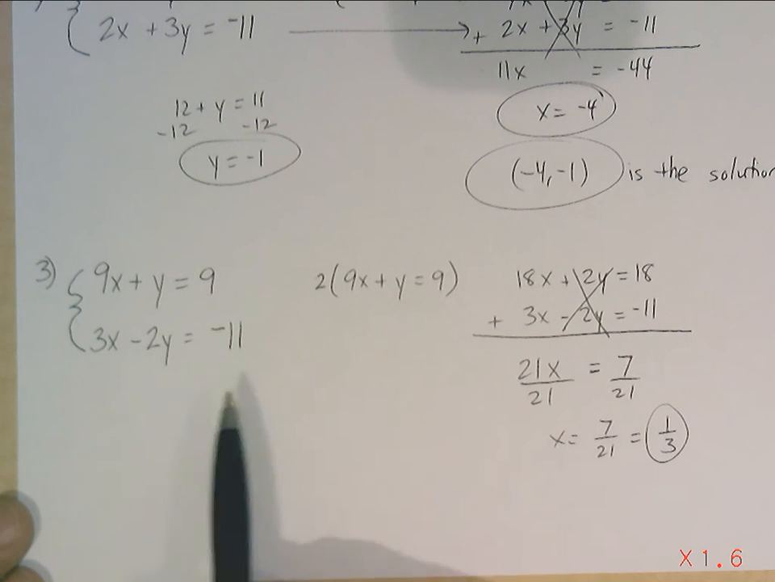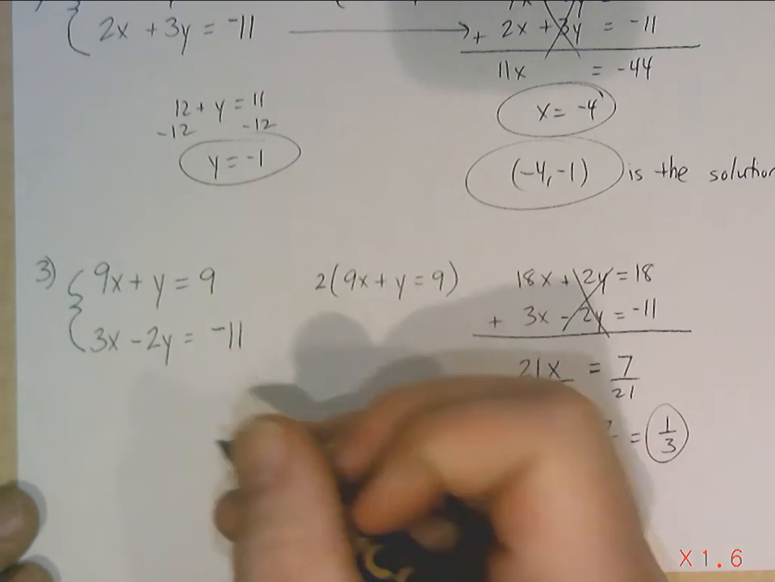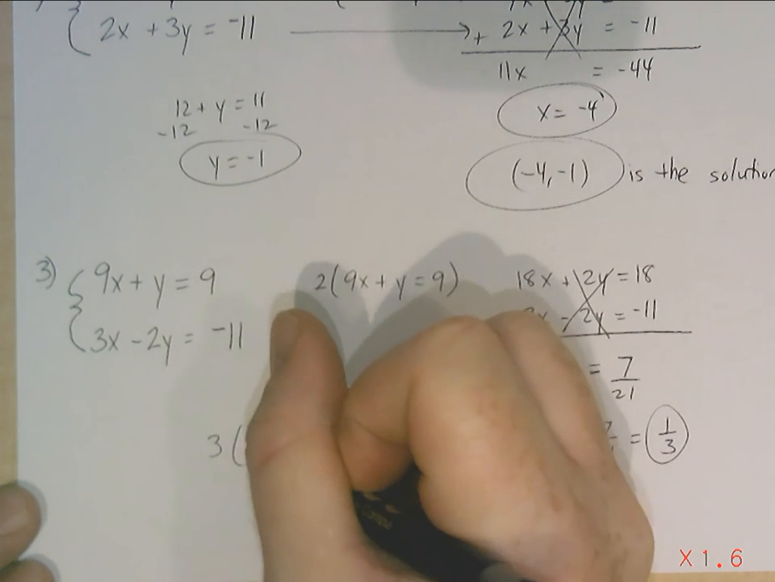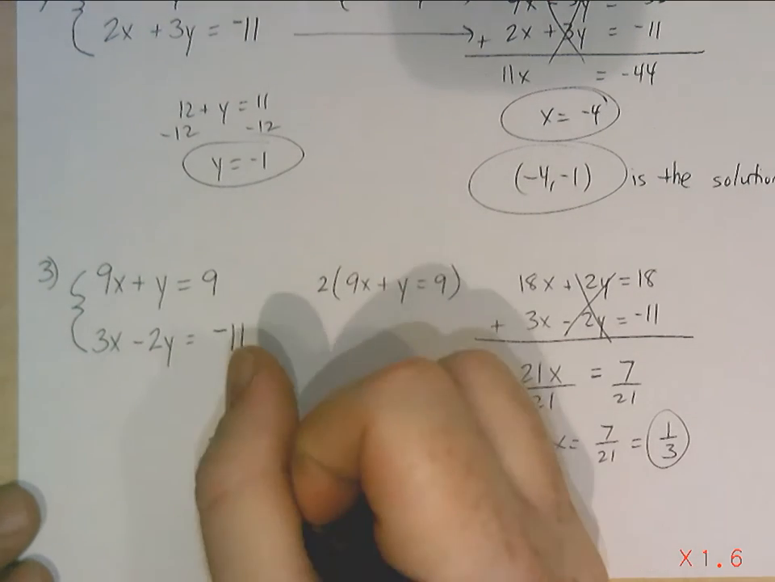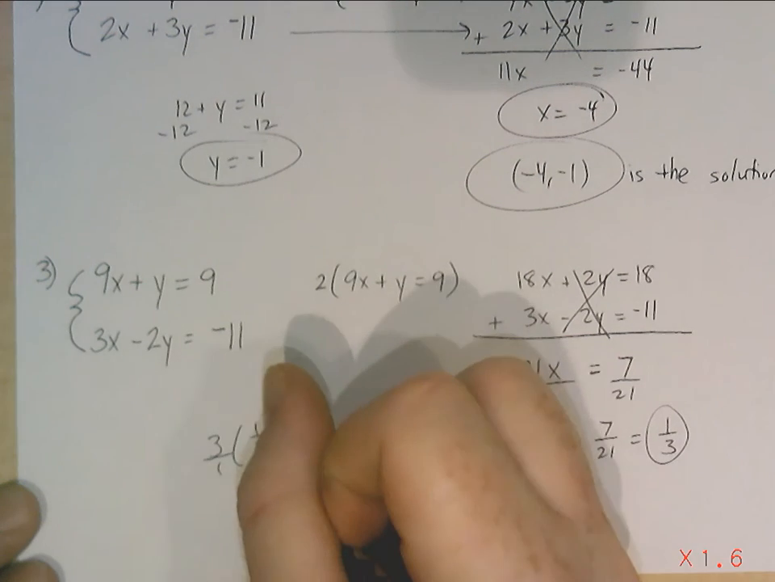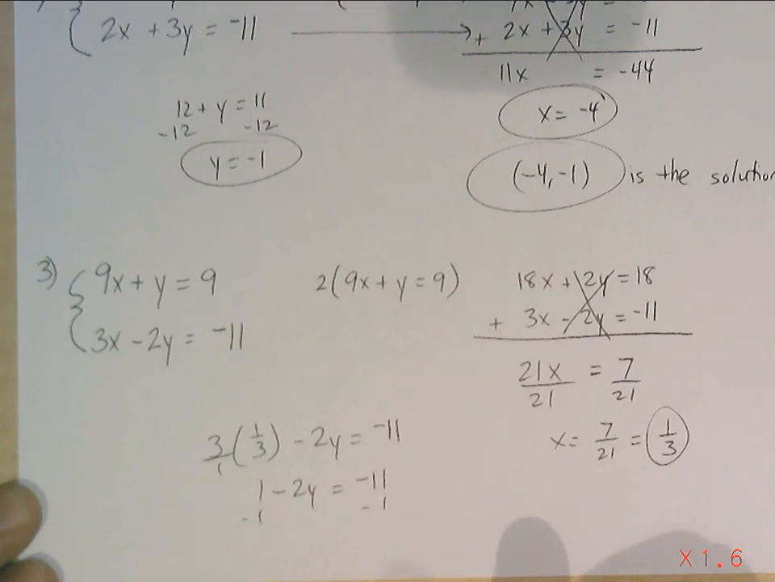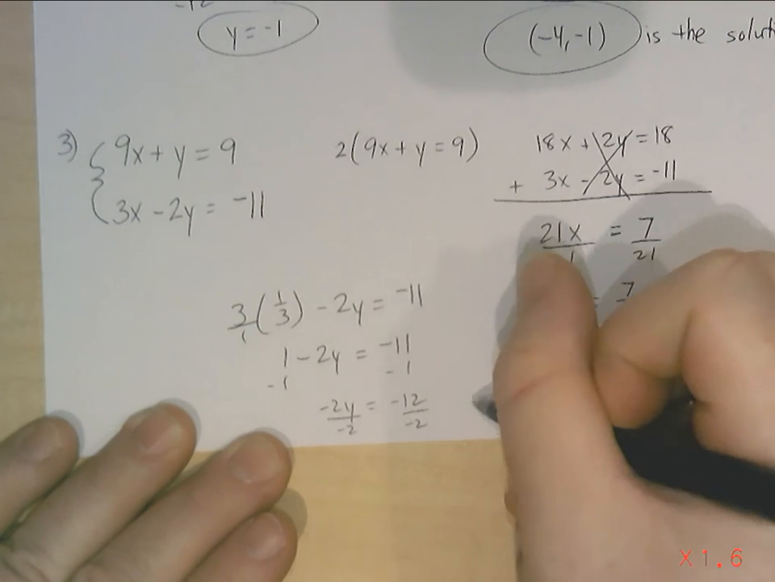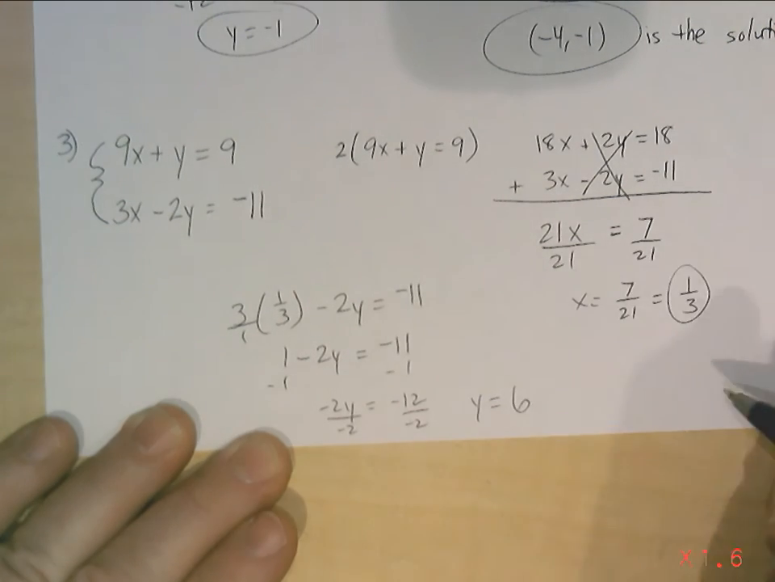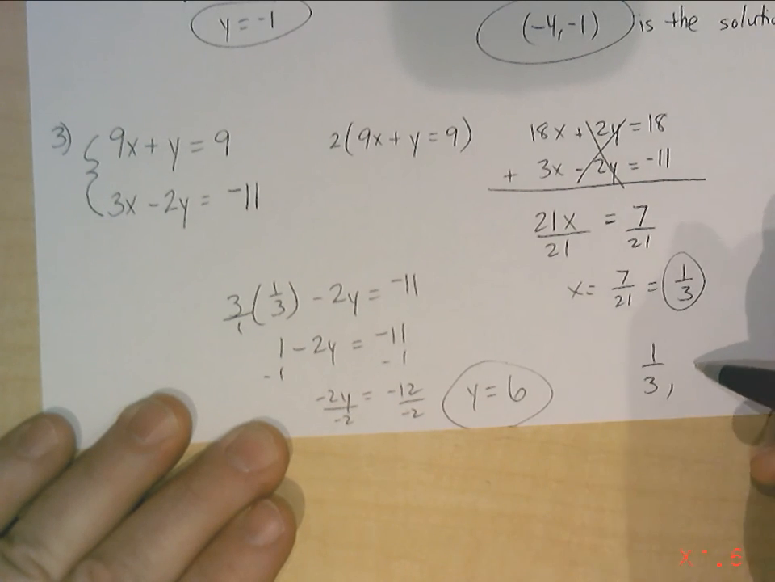So I'm going to plug this 1/3 back into one of the equations. I can plug it back in the second one here. It won't matter. 3 times 1/3 minus 2y equals negative 11. Now 3 times 1/3 is just 3 over 3, which is just 1. So this is 1 minus 2y equals negative 11. So we're going to subtract 1 from both sides. Negative 2y equals negative 12. Divide both sides by negative 2. It's a one-step equation. You're going to end up with y equals 6. So this is x, this is y, so this is 1/3, comma 6.